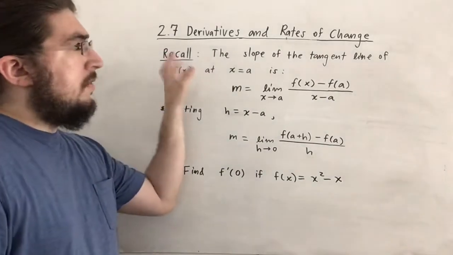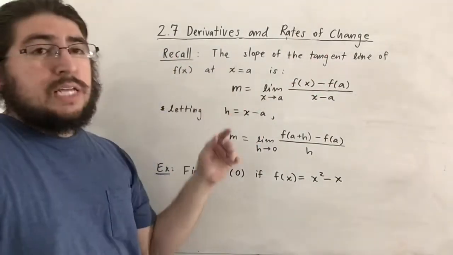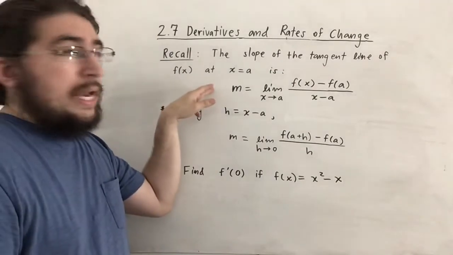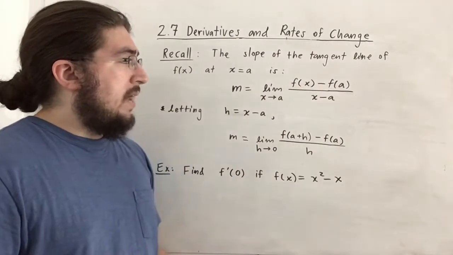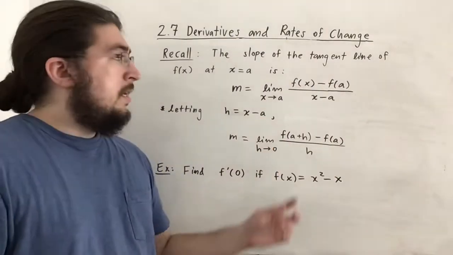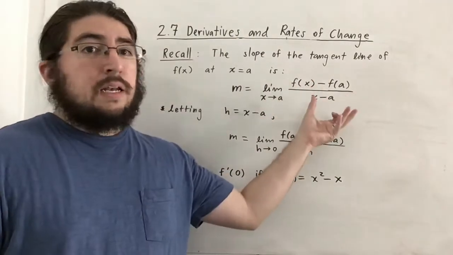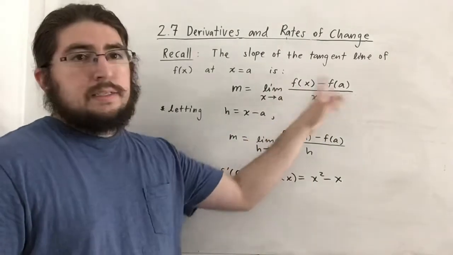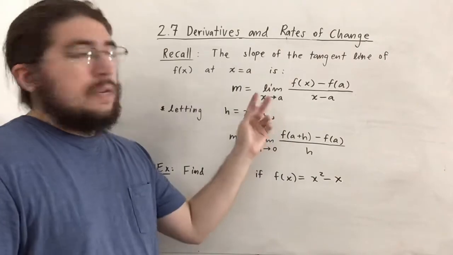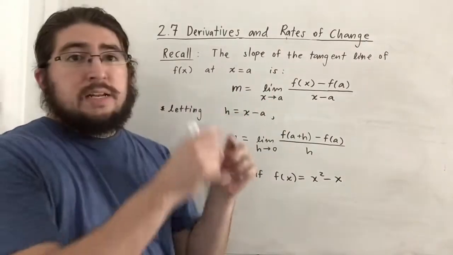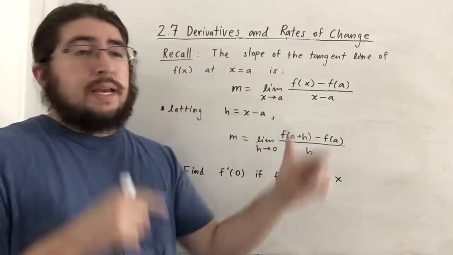So here let's recall the slope of the tangent line of f of x at x equals a is this, so I'm calling it m for slope. The limit as x goes to a of f of x minus f of a all over x minus a. So notice this is just the slope of the secant line from x to a, or from a to x. And then we're taking the limit as x approaches a, so that instead of a secant line at 2 points, we now have a tangent line at 1 point.